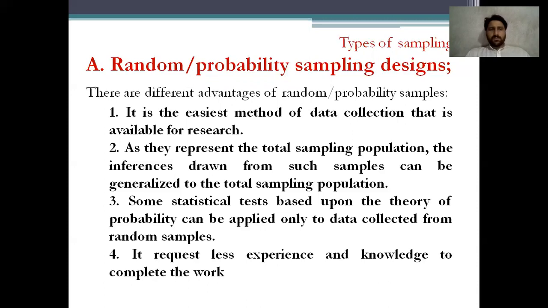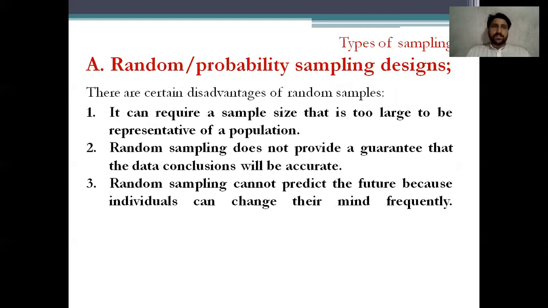Therefore, that is the importance of other sampling techniques as well. Some statistical tests based upon the theory of probability can be applied only to data collected from random samples. So that is a prerequisite for some statistical test applications: you need to have collected the samples through random sampling. Only then can those specific statistical tests be applied. And random or probability sampling requires less experience and knowledge to complete the work in comparison to other sampling techniques.